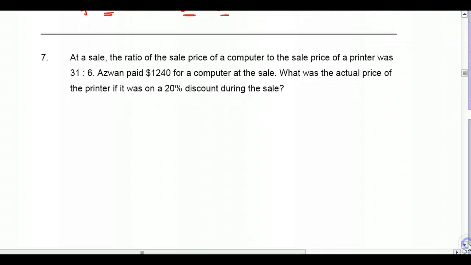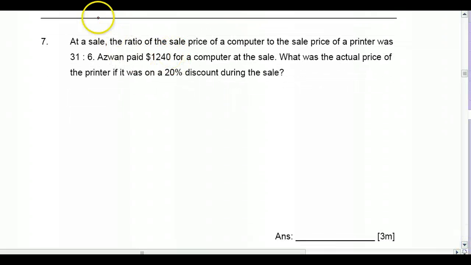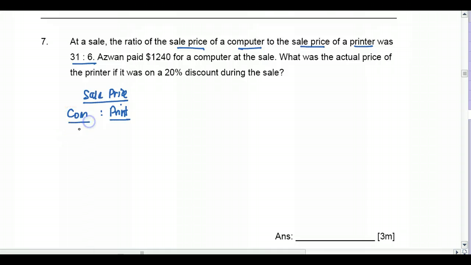Let's move on to question 7. At a sale, the ratio of the sale price of a computer to the sale price of a printer was 31:6. So let's write down sale price, computer is to printer, 31:6. Aswan paid $1,240 for the computer at the sale.